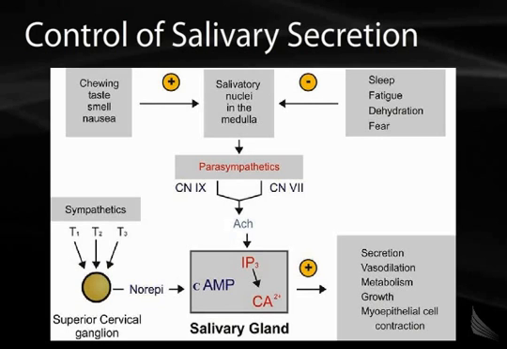Stimulation of the salivatory nuclei in the medulla results in parasympathetic activation through cranial nerve 9 and cranial nerve 7. This results in the release of acetylcholine and second messenger activation via IP3, resulting in the release of calcium and eventual secretion of saliva. Sympathetic nervous system activation also occurs via T1, T2, and T3 in the superior cervical ganglion. Norepinephrine is released and cAMP, second messenger systems, are activated. Therefore, both the parasympathetic and sympathetic systems come together, resulting in the release of saliva.